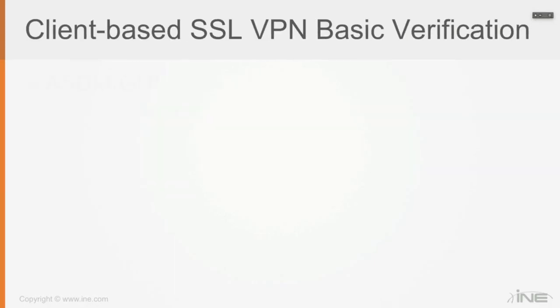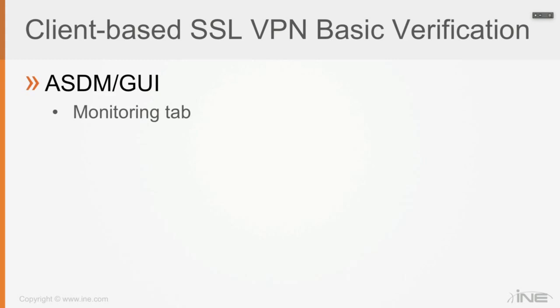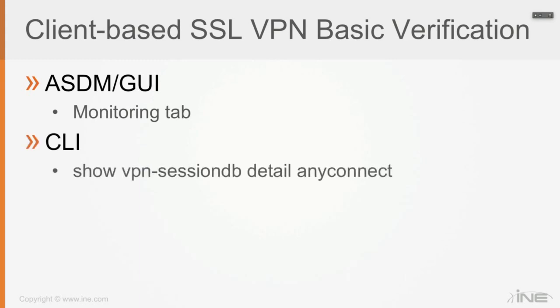Verification wise, on the ASA, we can go in the monitoring tab via ASDM to verify the SSL VPN session state, or at the CLI level it is the same command as in the case of IPsec VPN. Show the VPN session database, show the details, but only for the AnyConnect sessions.